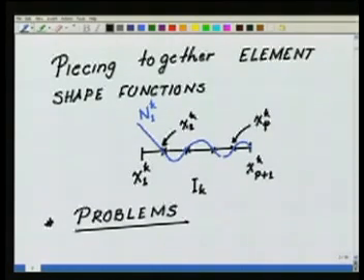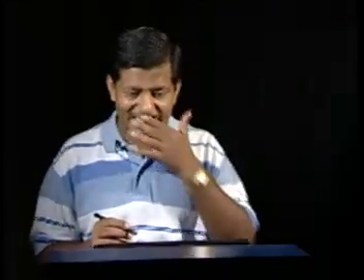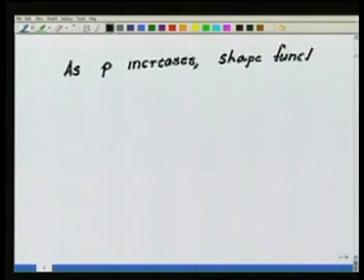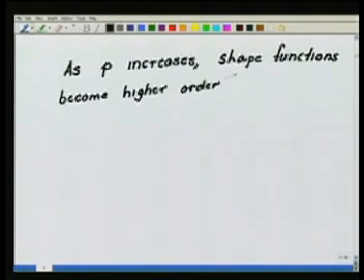Problems with using this kind of an approach. There are really no problems, but the basic difficulty that we are going to face is the following: as P increases, the shape functions become more complex, higher order polynomials. And so do their derivatives.